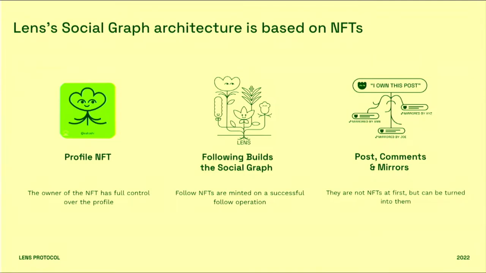And lastly, there's posts, comments, and mirrors, the ways you actually post to the graph. These are not NFTs, they actually live inside of your profile, but you can add logic to monetize them and turn them into an NFT. So instead of just tweeting randomly, I can make a publication, say of a photo, and I can sell that 5 times, 10 times for 5 Matic, 5 ETH, you pick the price.